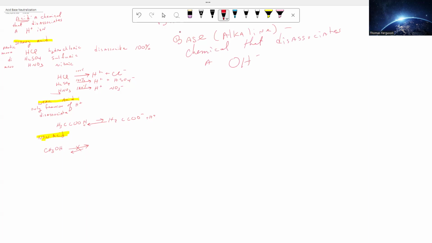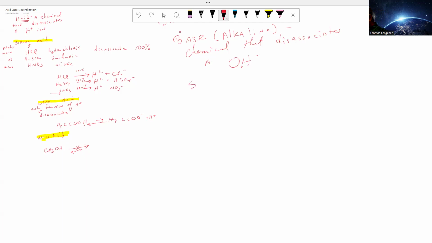So instead of an H plus, we have an OH minus, or hydroxide ion. So anything with an OH that disassociates is a base. And there's a number of definitions for that too, but this is the one we're using for our class. Easy to understand. Okay, and there are strong bases, weak bases, and non-bases.